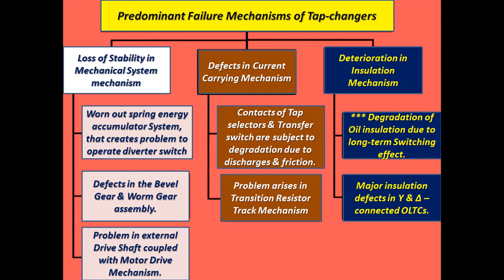The first one, loss of stability in mechanical system mechanism, which is due to a worn out spring energy accumulator system that creates problems in operating the diverter switch. Number two, defects in the bevel gear and worm gear assembly. And the last one, problems in the external drive shaft coupled with the motor drive mechanism.